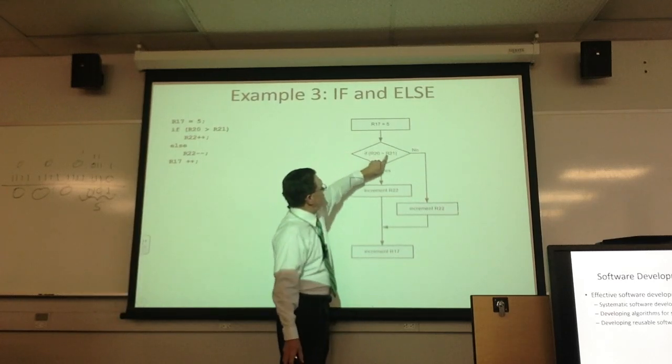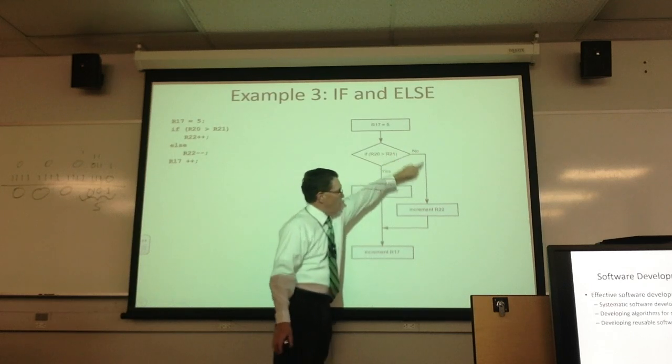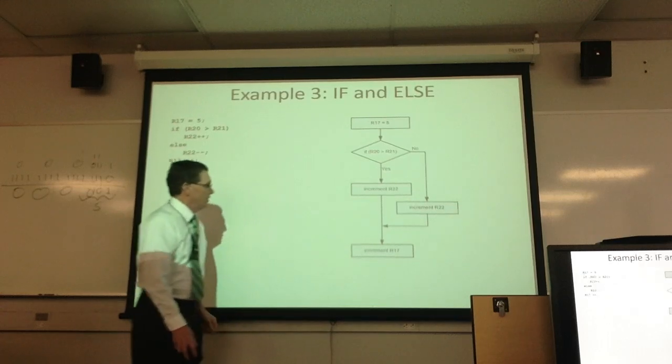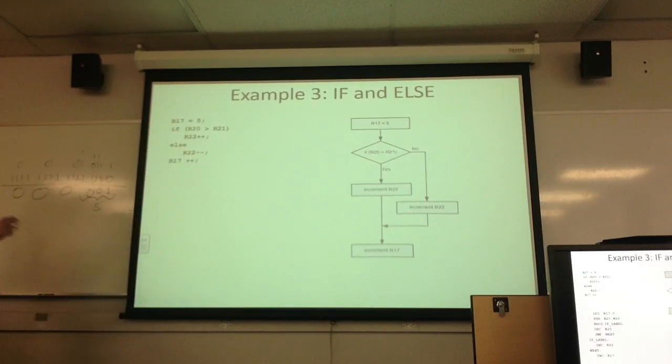So here I set up R17 to be 5. I do the testing here. Is R20 greater than R21? No. Increment R22 and increment R17. If it's a yes, I'm going to increment R22 and increment R17.